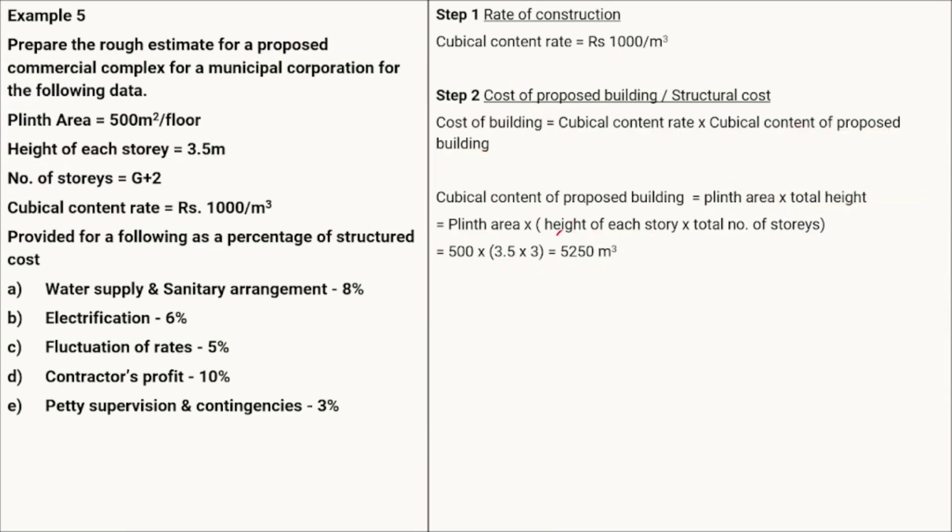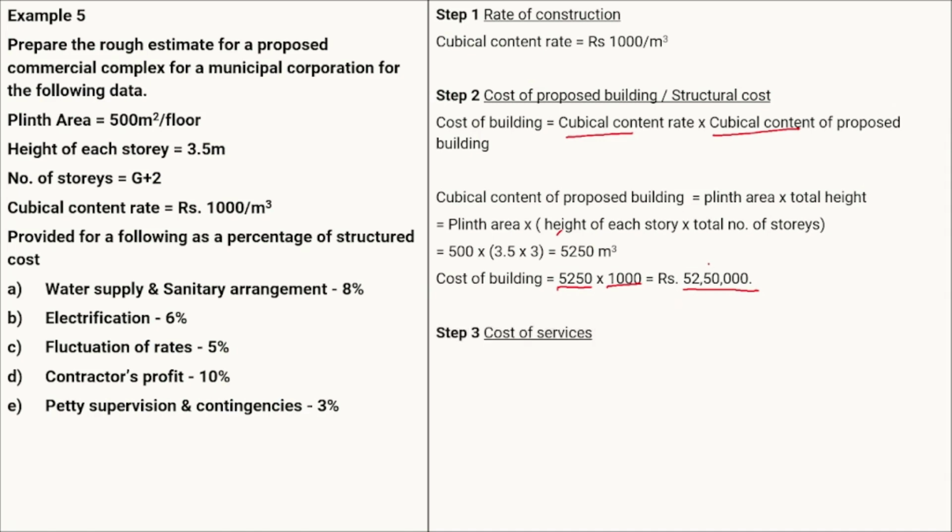We have the cubical content rate. We also have the cubical content of the proposed building. So we can move forward with the cost of the building. Cost of the building is equal to 5250 multiplied by 1000. 5250 is the cubical content and 1000 is the cubical content rate. That will give us the cost of the building as 5250,000. Okay, this will be the cost of the building.